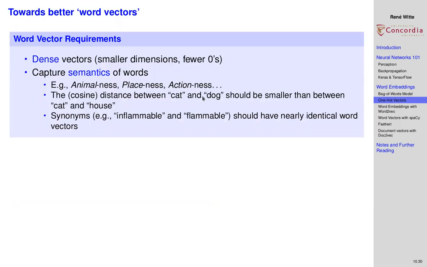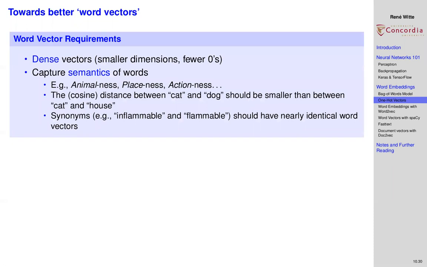So if we want to be able to build AIs, intelligent systems that understand the meaning of words, we need better word vectors that have a better representation of the meaning of the words they capture. So there are two steps towards this.